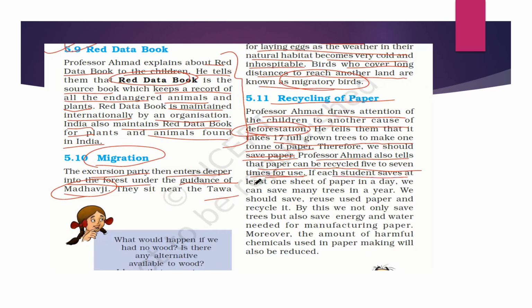If each student saves at least 1 sheet of paper a day, we can save many trees a year. So we should save, reuse and recycle paper. Reuse and recycle should be our motto. By this we not only save the trees, but we also save energy and water needed for manufacturing paper. Moreover, the amount of harmful chemicals used in paper making mills will also be reduced. So we are not only saving the trees from getting cut for paper making industries, but the chemicals used in paper making will also be reduced, right?